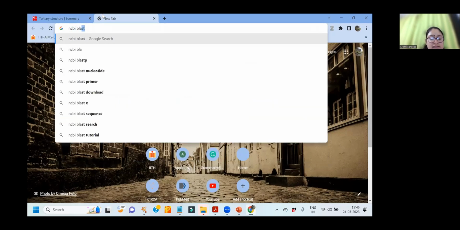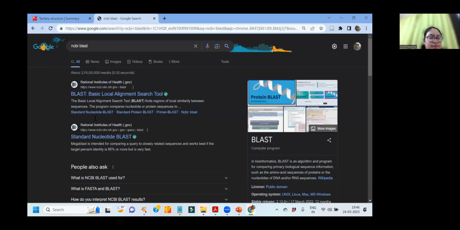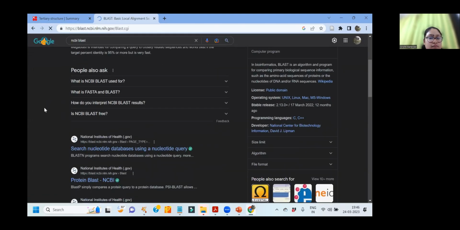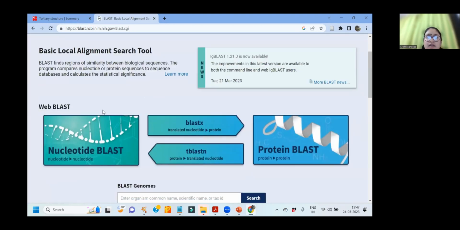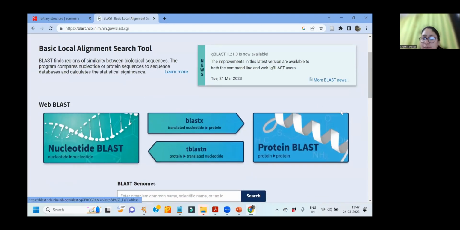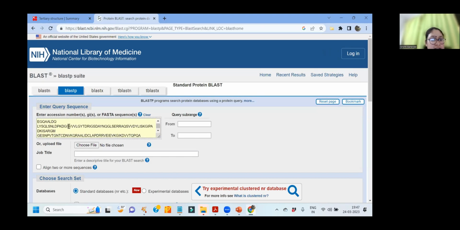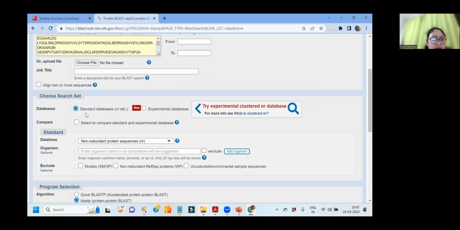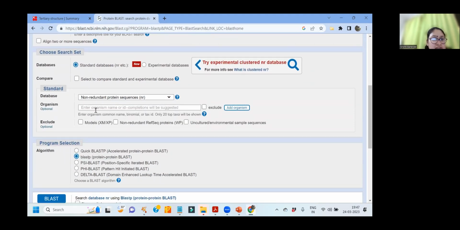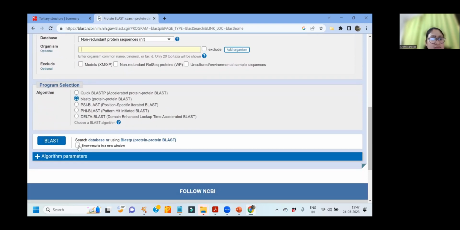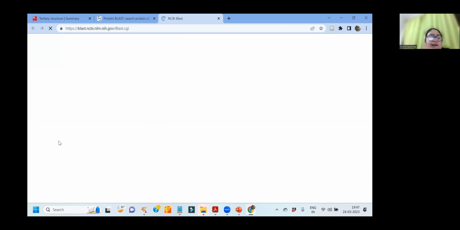Go to NCBI BLAST. Okay. So this is how the interface looks. We are going to do a protein BLAST where we put one protein and then search it in the database. So the accession number or FASTA sequence, you just put it. Database standard, experimental is new, not needed. Non-redundant, organism is optional, but we can add an organism. Let's just do a BLAST and see what happens.